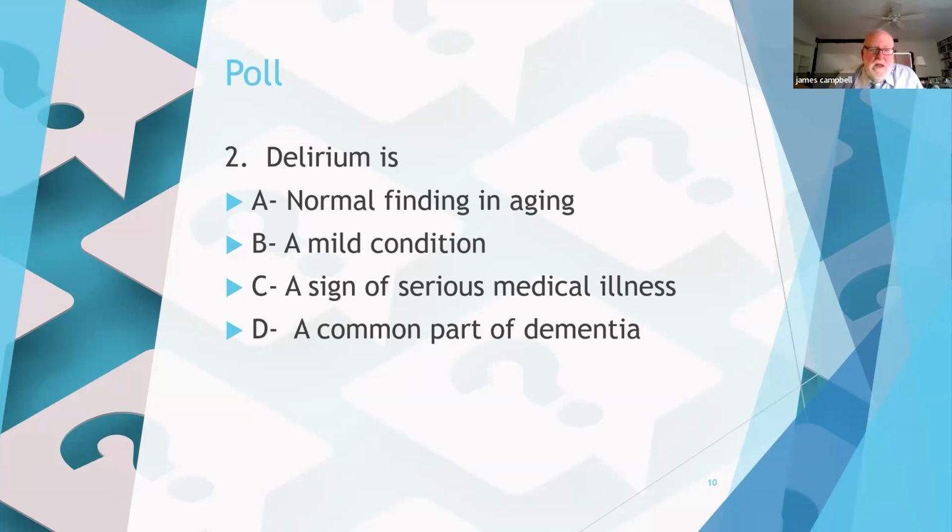All right. Actually, it is not a normal part of aging. It is not mild in its severity. It can be mild in its presentation, but the consequences are not mild. Yes, everyone is catching on. It's a sign of a serious medical illness. It's not a common part of dementia, but it's not unusual for somebody to have both dementia and delirium simultaneously. Someone who has dementia, as we talked about last week, may have dementia for 15 years, and the chances that they will develop some overriding delirium during that time is not unusual.